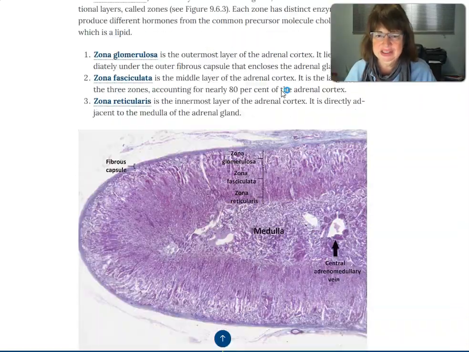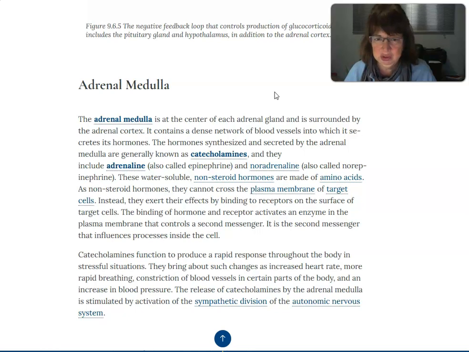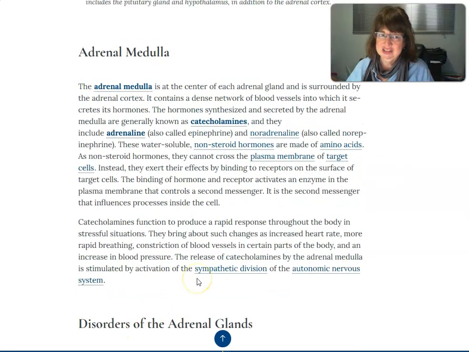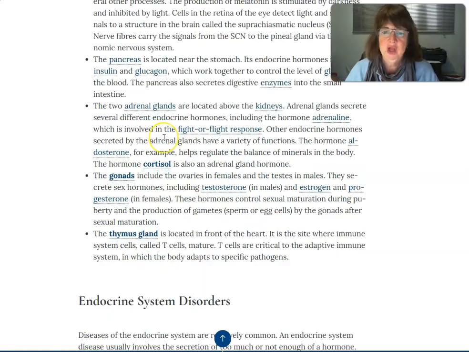The next we talked about was the inner part, and inner means medulla. So if we look at the medulla, it releases something called catecholamines, which used to be called adrenaline, but adrenaline is now called epinephrine and norepinephrine. These act on the nervous system and talk about fight or flight, which we mentioned in the nervous system earlier. Fight or flight. Good, and that's the sympathetic nervous system. So that is the adrenal medulla and the adrenal cortex. 3 come from the cortex, 1 from the medulla. Well, actually 2 from the medulla, the norepinephrine and epinephrine.